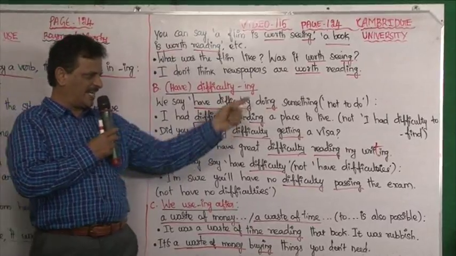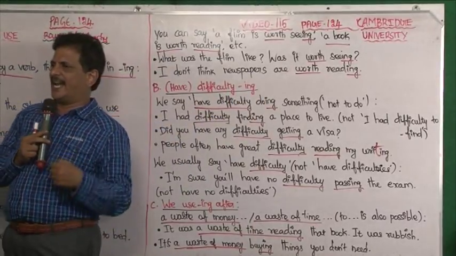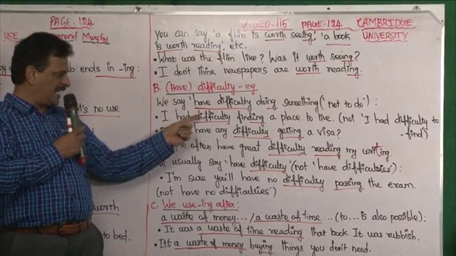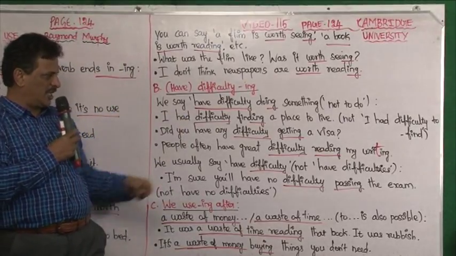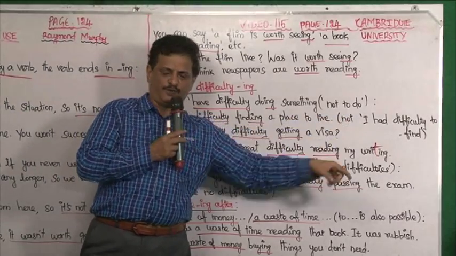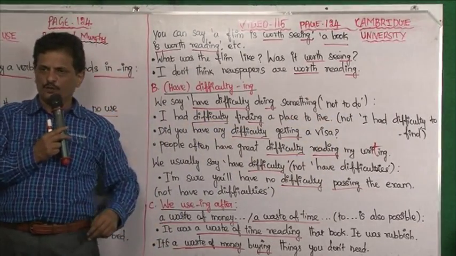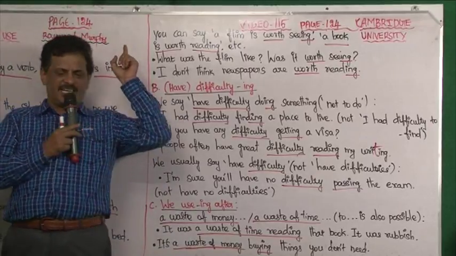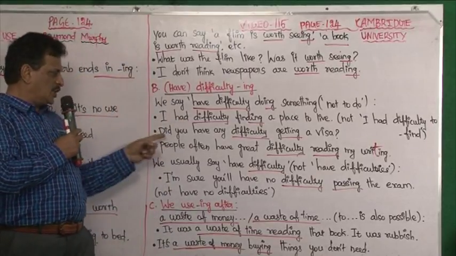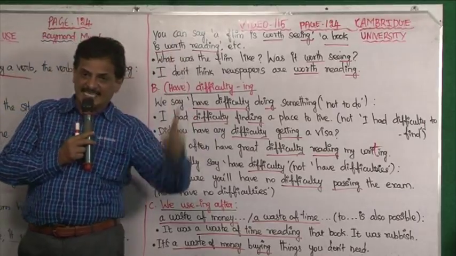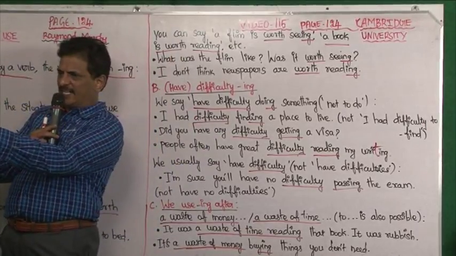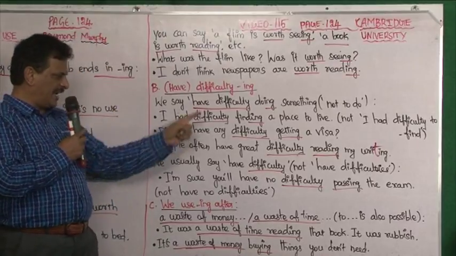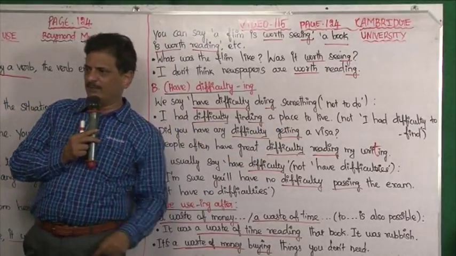I had difficulty finding a place to live in Chennai. After I had difficulty, you are using verb plus ing, not I had difficulty to find. You have to use verb plus ing, finding. I had difficulty finding a place to live in. Did you have any difficulty getting a visa? People often have great difficulty reading my writing.